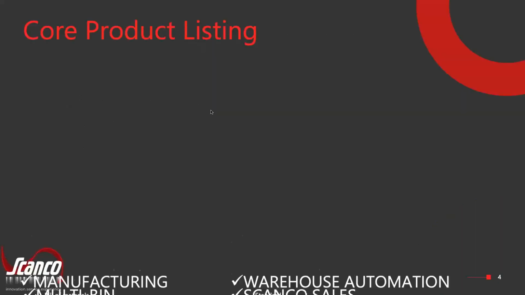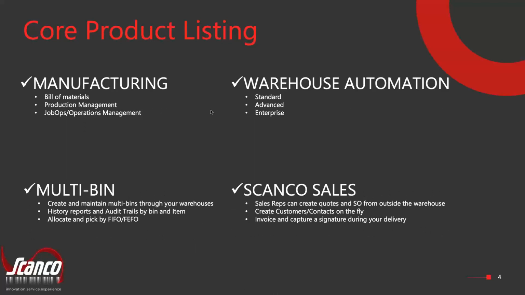Some of our core listings is going to be the manufacturing side, obviously. So this is what we're going to talk about today. Whether it's your bill of materials, production management, or your full-blown operations management or job ops, we're going to have some kind of mobile solution that we're going to be able to talk about. Today, we're really going to focus on production management and job ops, so the automation for those particular pieces. But if you're doing production entry, we can always have a sidebar conversation and go over it.